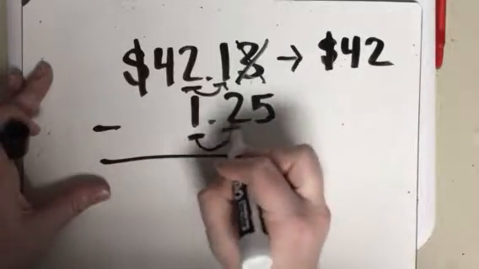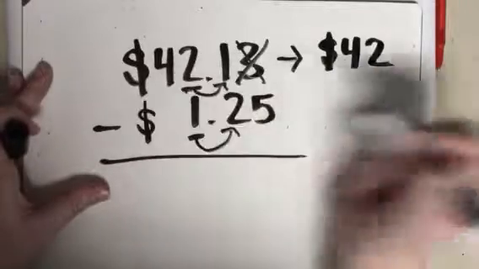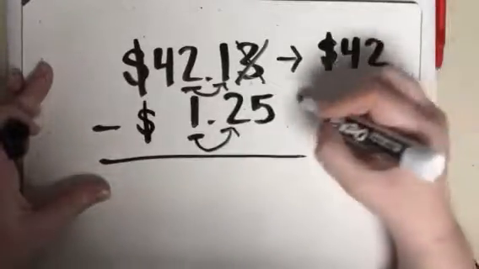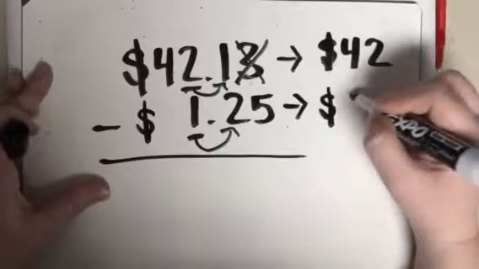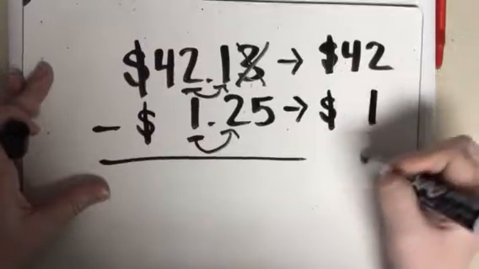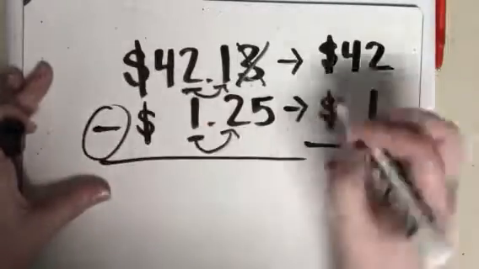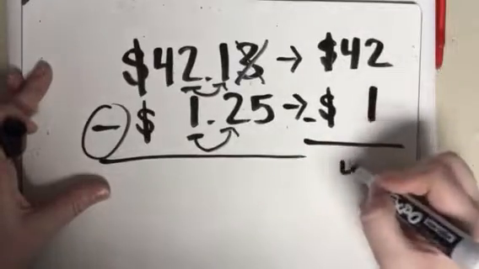And then look to the right. Oh, I forgot my dollar sign. There you go. Look to the right. I've got $1. I double checked what I was doing. I was subtracting. 42 minus 1 is $41.